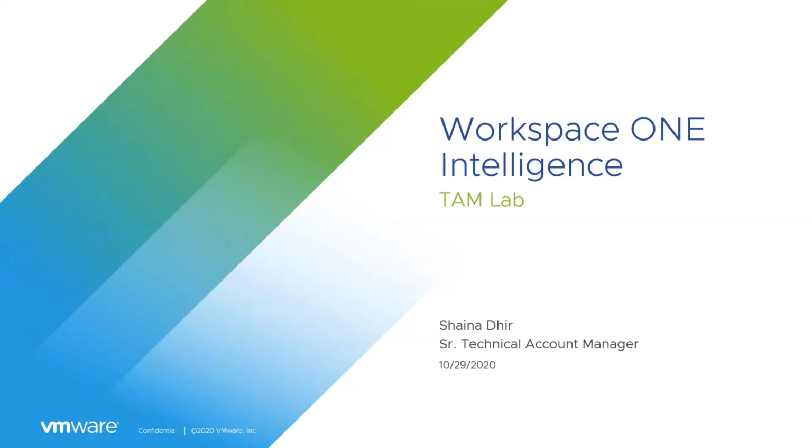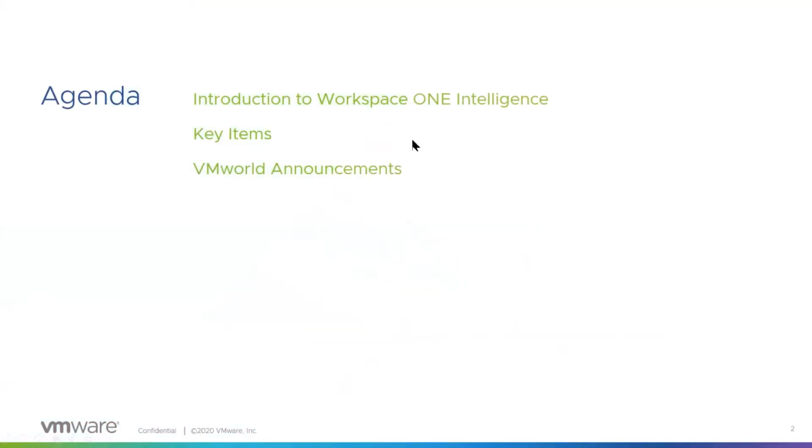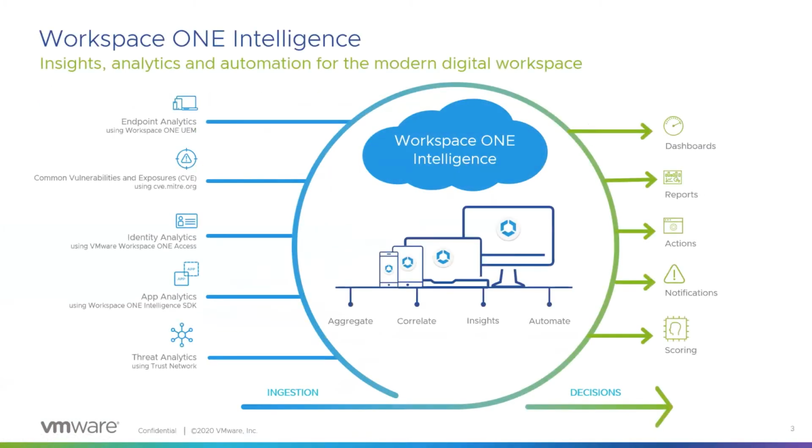All right. Thanks, everyone, for joining. As Steve mentioned, we'll talk about Workspace One Intelligence today. We'll quickly dive into a few details around what to expect from the product, and then a few VMworld announcements. As most of you would know, Workspace One Intelligence is a cloud service that comes on top of the unified endpoint management solution. It has been designed to aggregate and correlate the data from multiple sources in order to give complete visibility into the entire environment.